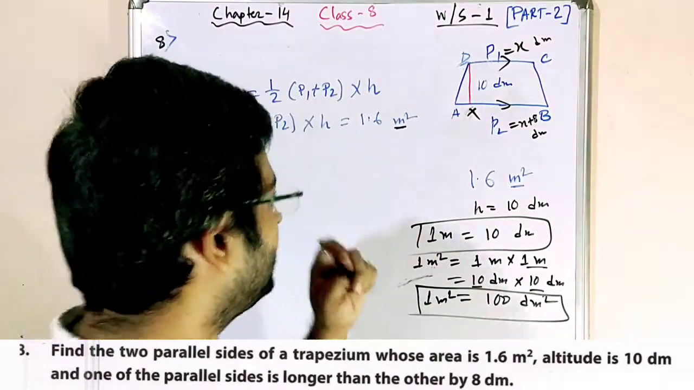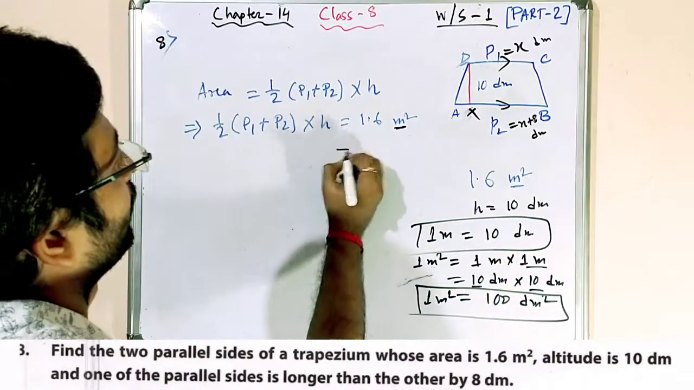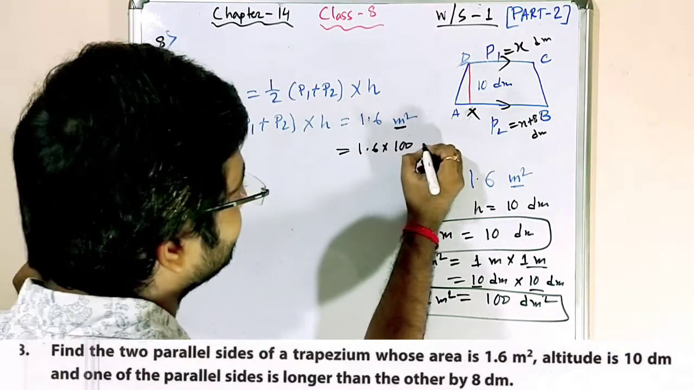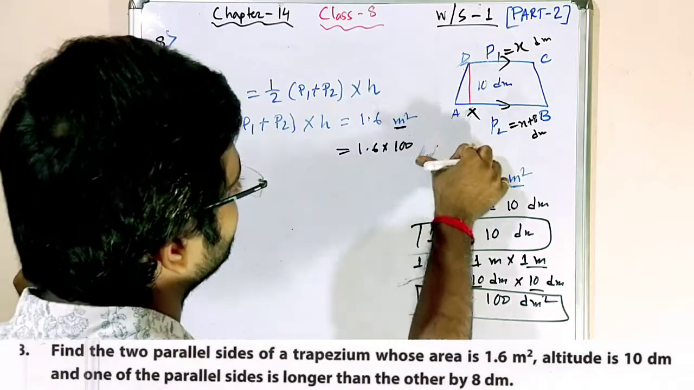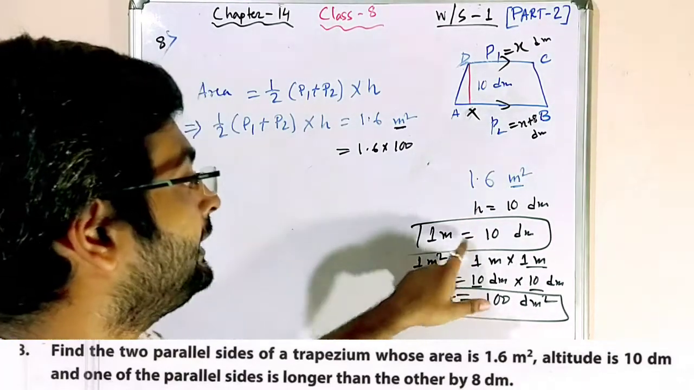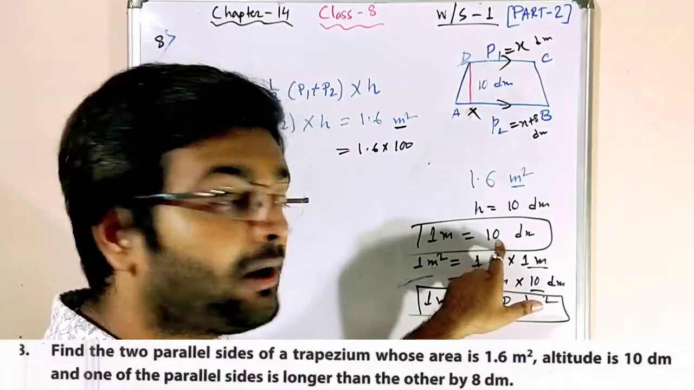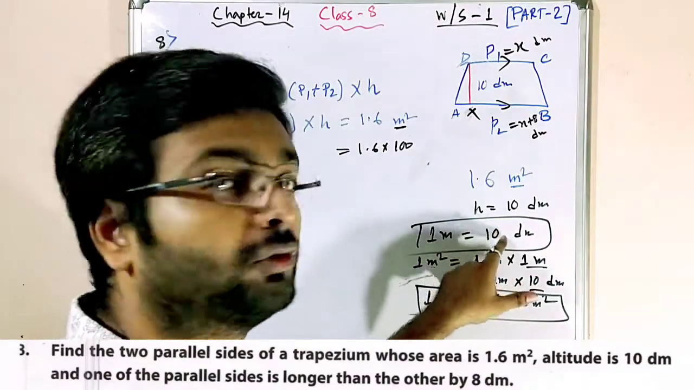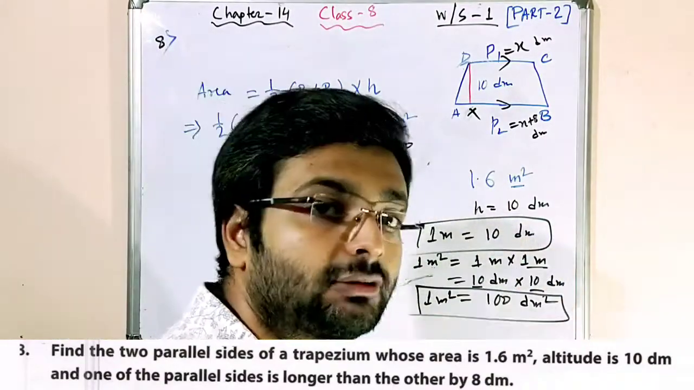So this one is done. Since 1 meter square equals 100 decimeter square, instead of 1.6 meter square one can write 1.6 into 100 decimeter square. How to remember? If 1 meter equals 10 decimeter, how many zeros are there? One zero. So for meter square, just square it: 10 squared is 100 decimeter square.